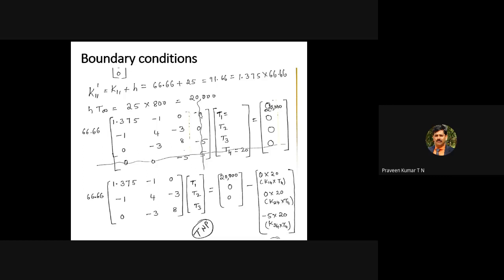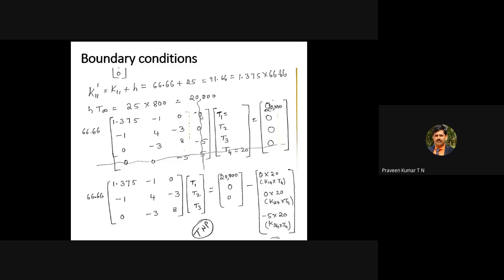When you are eliminating this fourth row, this term goes to the right side. This corresponds to K14. K14 into T1, you are going for the multiplication. It's a simple matrix multiplication. 1.375 into T1 minus 1 into T2, 0 into T3, 0 into T4. The T4 value is known, that is a constant value that you are taking to the right side.